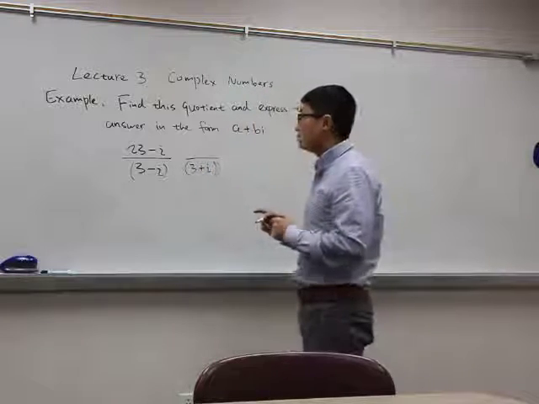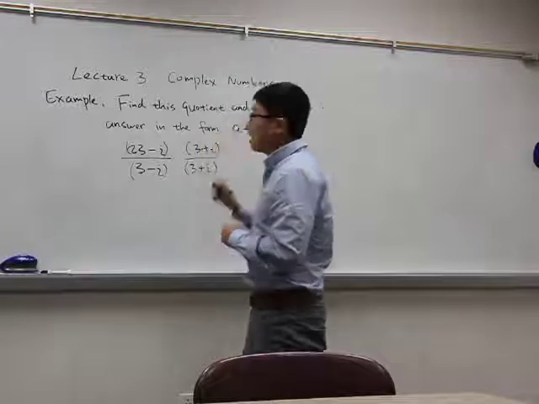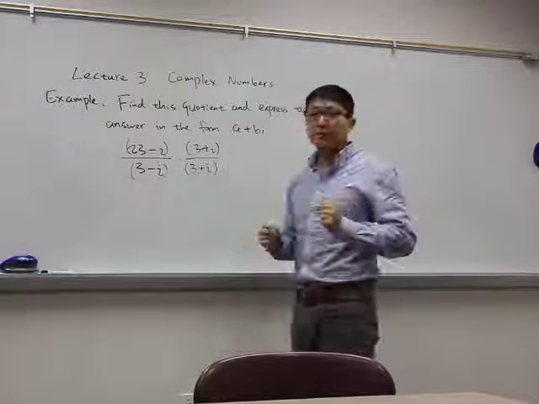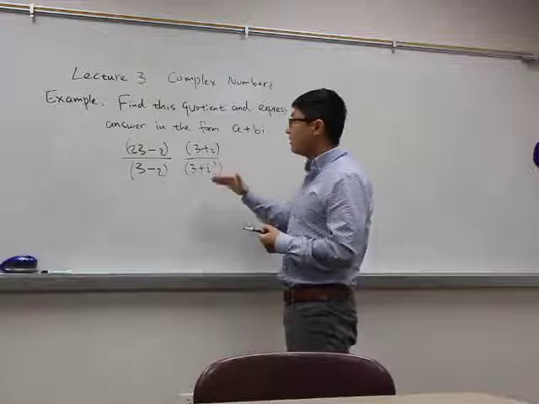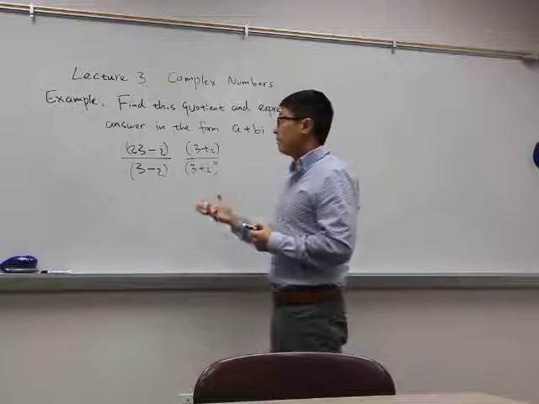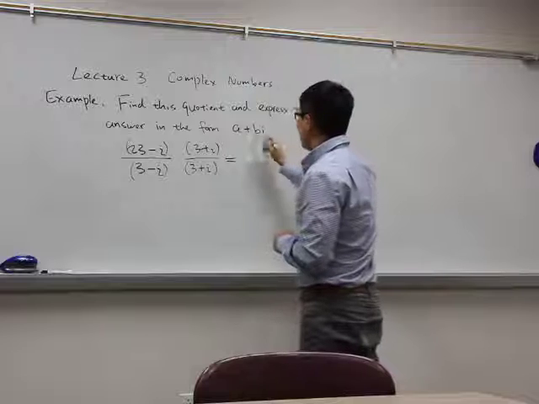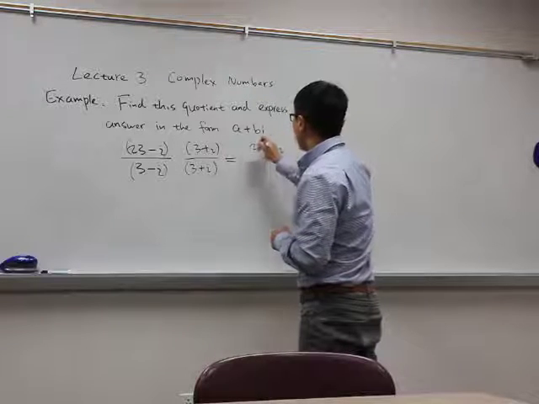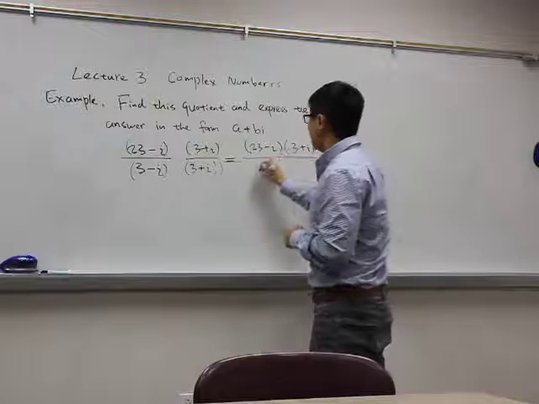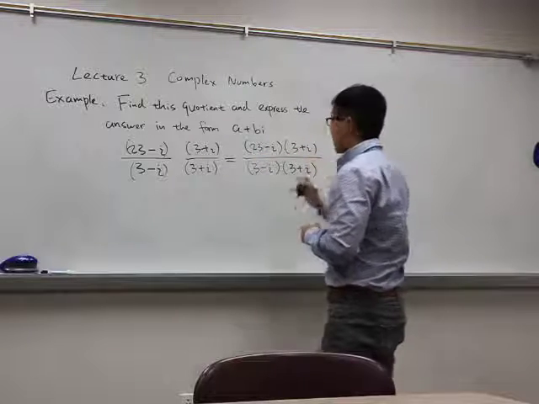And also, I have to multiply the numerator by 3 plus i. Otherwise, I will change the original quotient, right? So please keep in mind, this is very important. Every time we multiply the denominator or the numerator by something, you have to multiply the other by the same thing. So now this becomes (23 minus i) times (3 plus i) over (3 minus i) times (3 plus i).